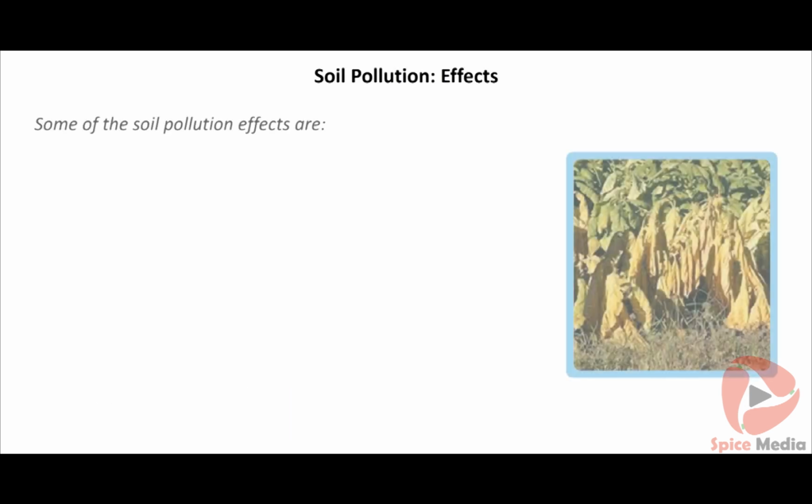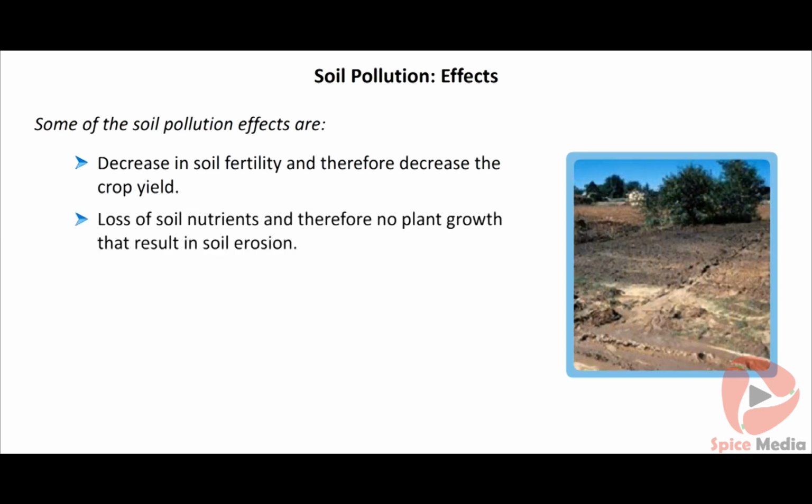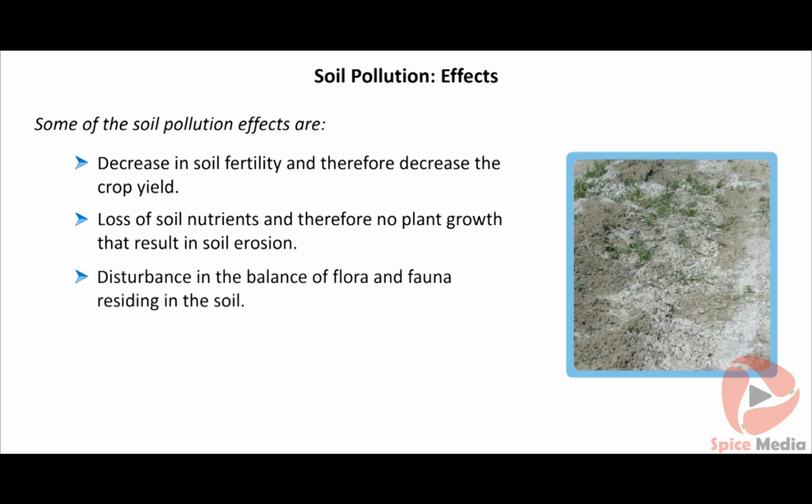Soil pollution. Effects. Some of the most serious soil pollution effects are decrease in soil fertility and therefore decrease in the crop yield, loss of soil nutrients and therefore no plant growth that results in soil erosion, disturbance in the balance of flora and fauna residing in the soil, increase in salinity of the soil which makes it unfit for vegetation.